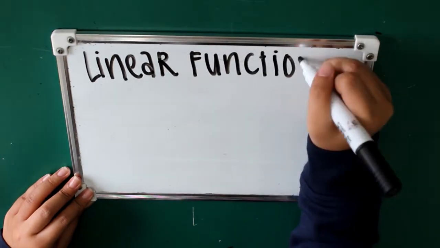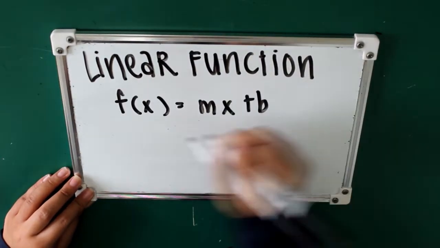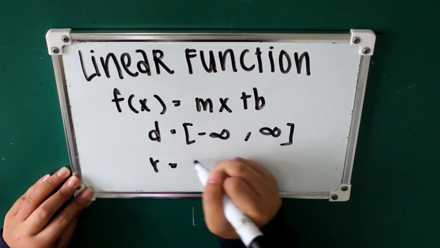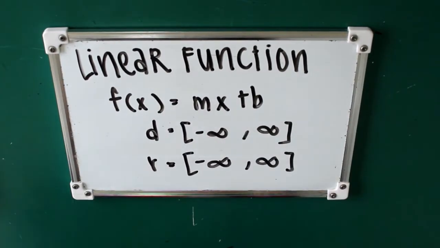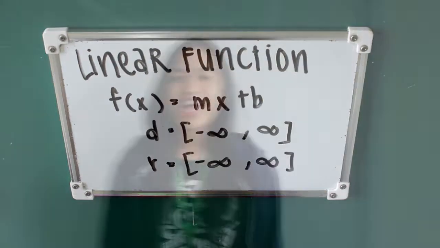Next up, we have the linear function. Its graph forms a straight line. It has one independent variable and one dependent variable, in which the independent variable is x and the dependent variable is y. For all linear functions, the domain is negative infinity to positive infinity and the range is negative infinity to positive infinity. And the rest will be explained by Dwayne.